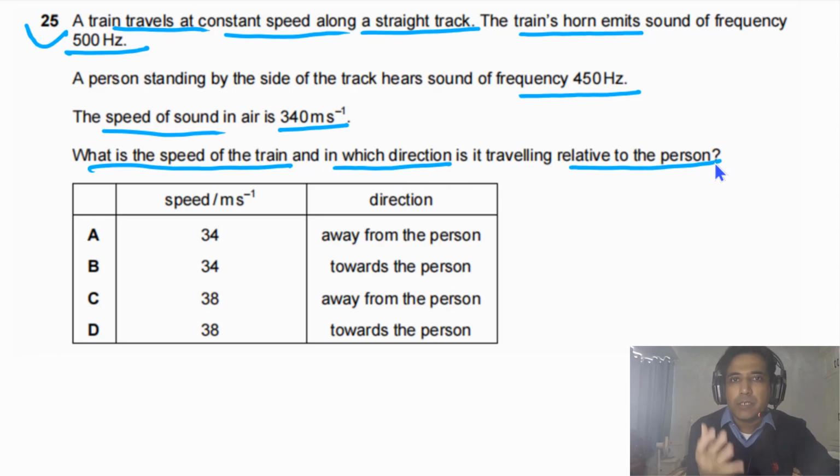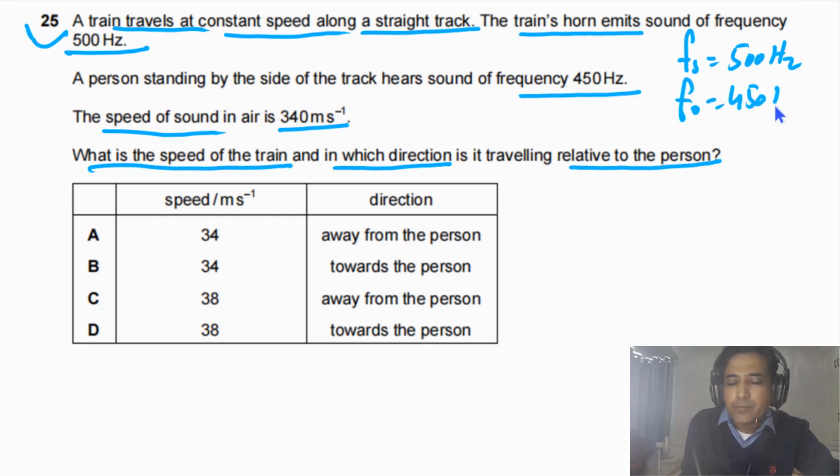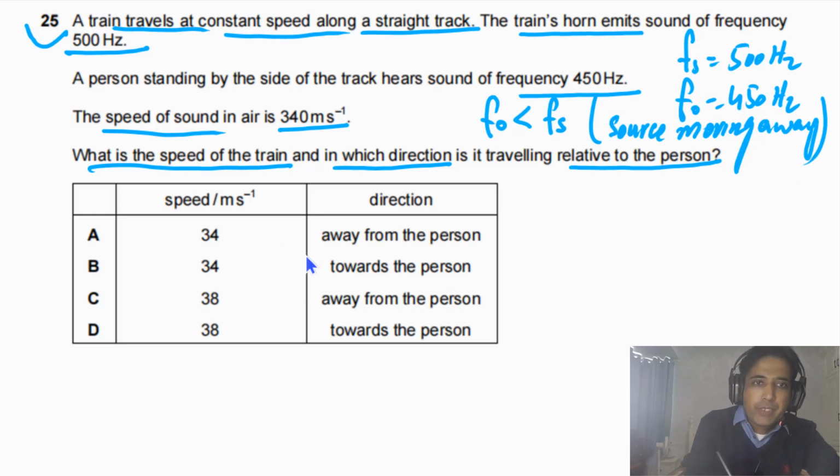So this question is basically about the Doppler effect. So in this case we have frequency of the source, that is equal to 500 Hz, and observed frequency, in this case we have 450 Hz. So in this case observed frequency is lower than frequency of the source, it means in this case the source is moving away. So this is the first thing we can infer, source is moving away. So it means B is not a possible answer and D is also not a possible answer. So the answer can be A or the answer can be C.